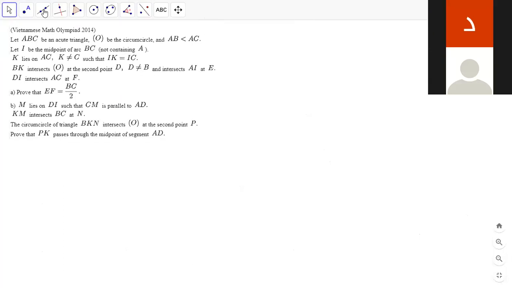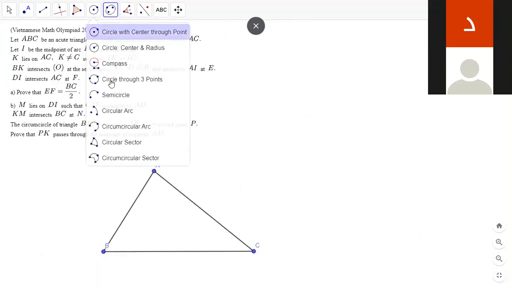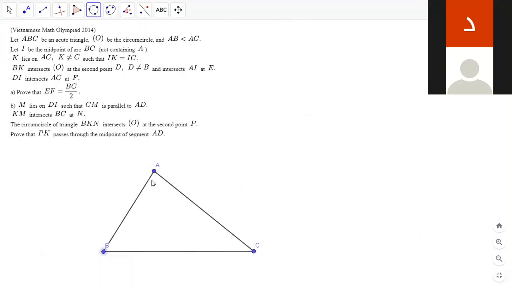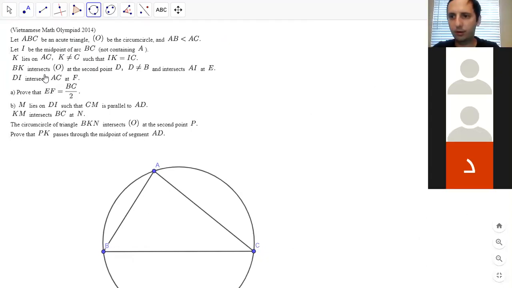So we have a triangle ABC. Yeah, I feel like the problems are a little bit easier than I thought at first, but I still like them a lot. I think they're like the perfect difficulty. So O is the circumcenter.